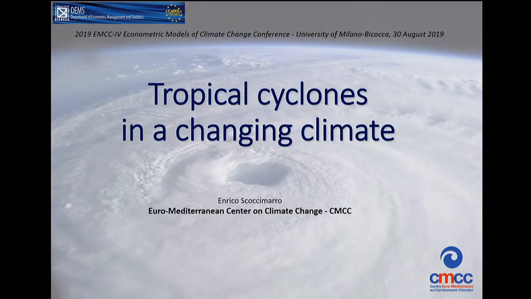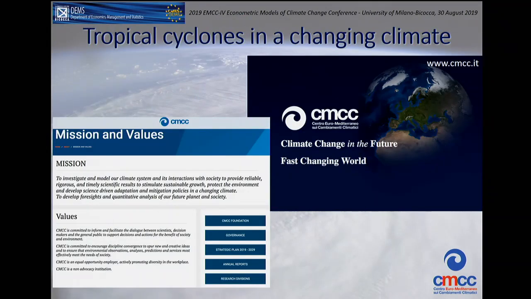A few words about the center where I come from. I'm from the Euro-Mediterranean Center on Climate Change. This is a research center that was born almost, I would say, 12 years ago. The aim of the center is to investigate climate variability and change, and to provide reliable information for policymakers and stakeholders of different sectors.